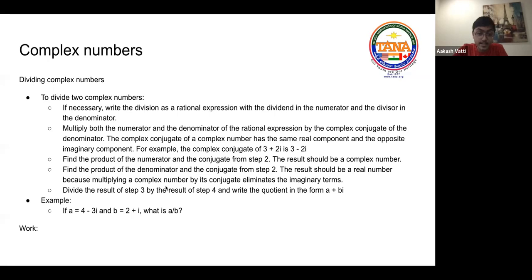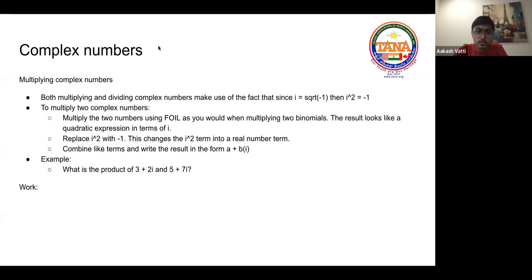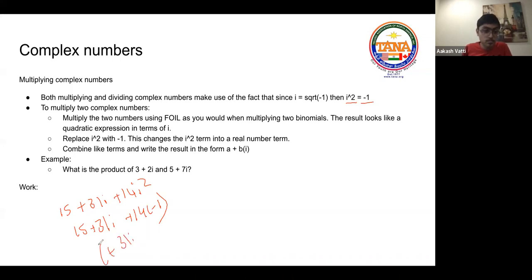2i times 7i is 14i squared. So you get to this point. I believe you got to 15 plus 31i plus 14i squared, right? All right, so remember, i squared is equivalent to -1. So you have 15 plus 31i plus 14 times -1. And then you combine like terms, so you get 1 plus 31i. You still have a question? All right.